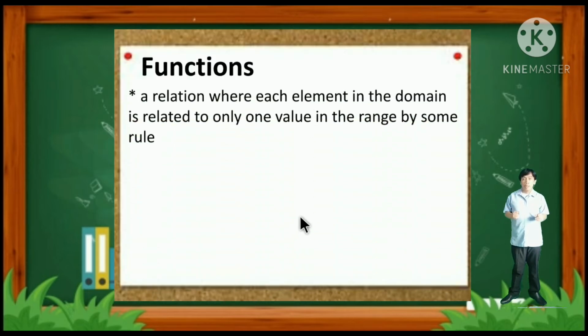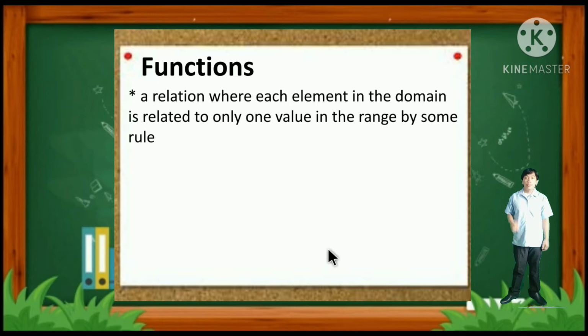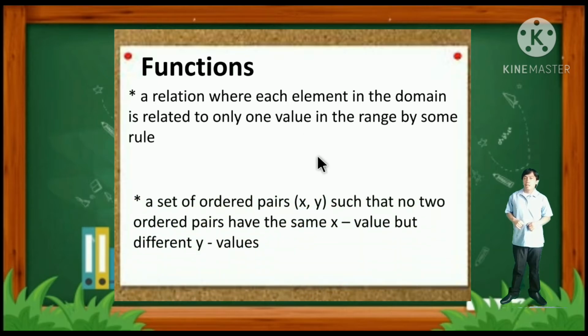So, functions. It is a relation where each element in the domain, yung x yung domain, is related to only one value in the range by some rule. So, ulitin ko yung domain, the value of x, exactly paired with one element in the range. Meron siyang isang girl. Now, it is a set of ordered pairs, x, y, such that no two ordered pairs have the same x value but different y values. Ang sabi daw dito, wala daw ordered pairs may same x. Okay, in short, yung lalaki, bawal daw maulit.